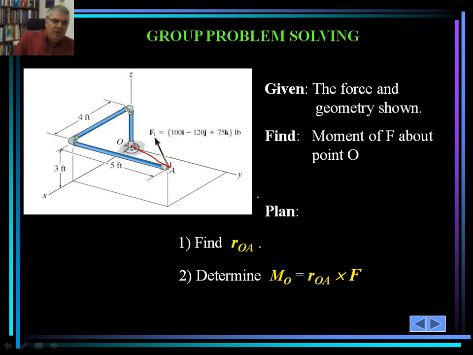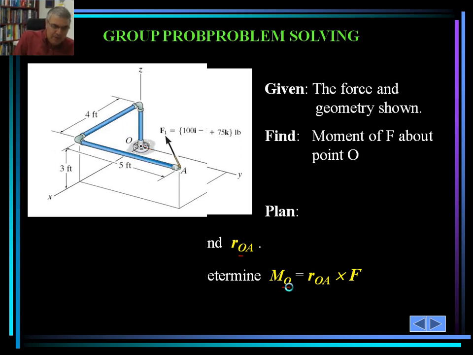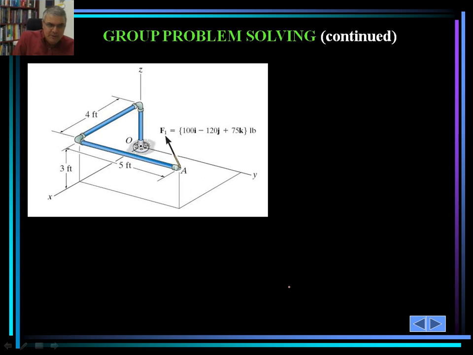It's also important to realize here that this is R sub OA, not R sub AO, and that is because we would like to find the moment about point A. I'm sorry, moment about point O, and F is actually applied at A. Okay, let's get on with it.